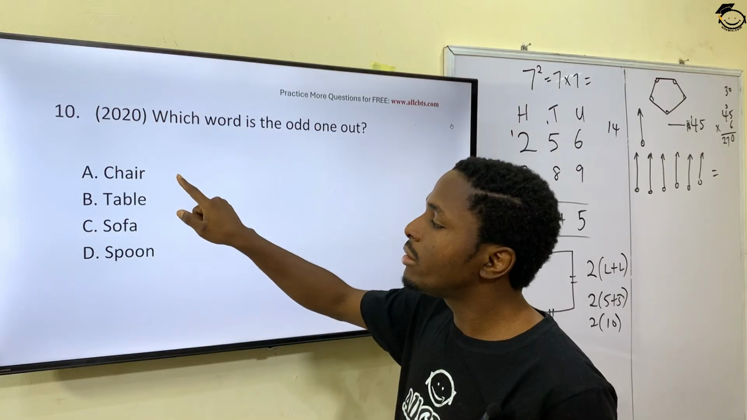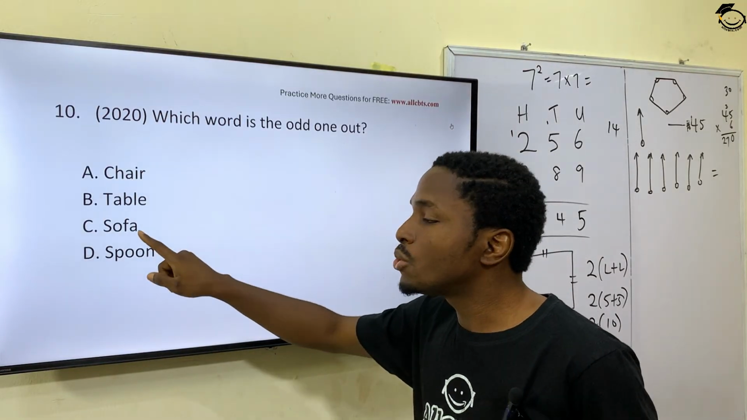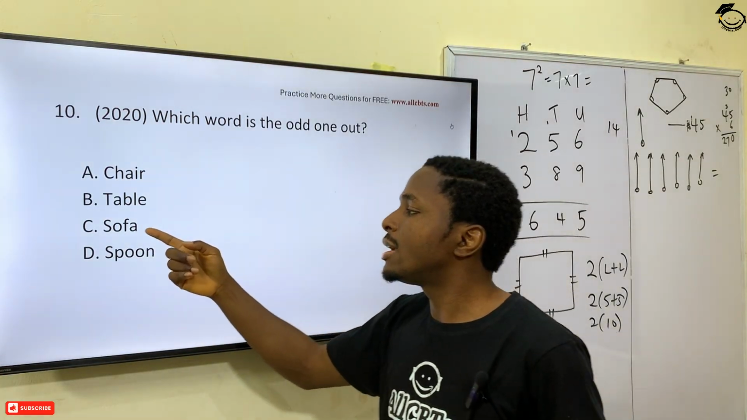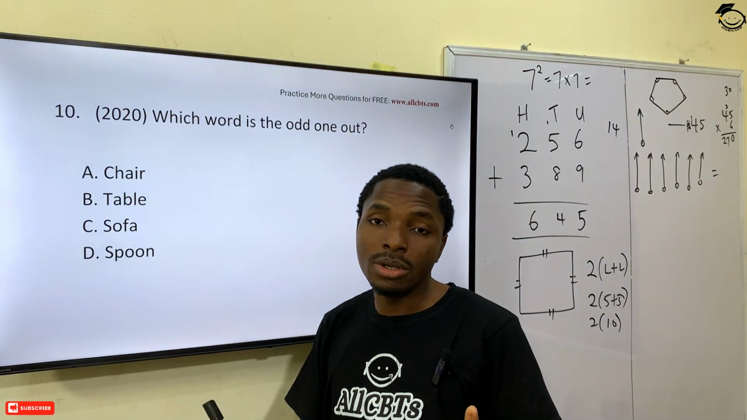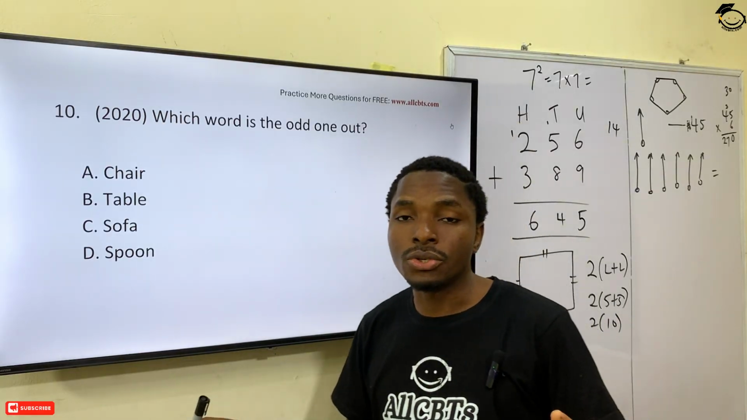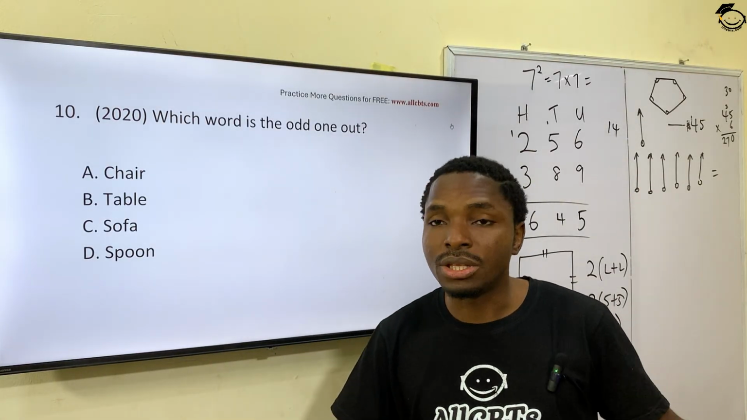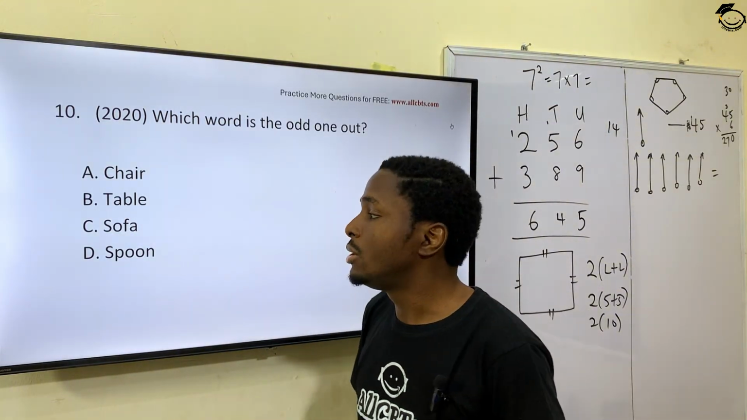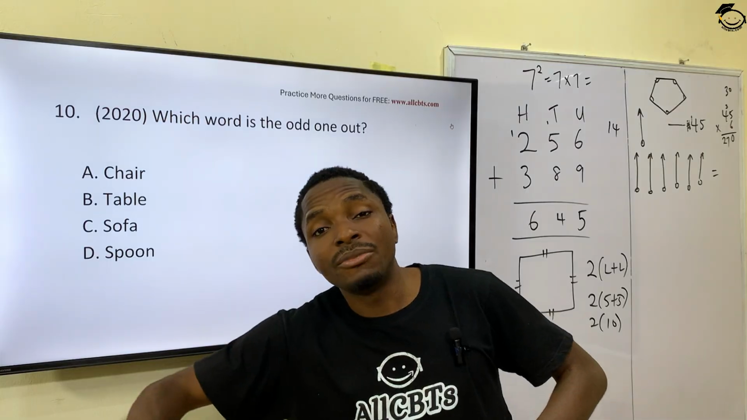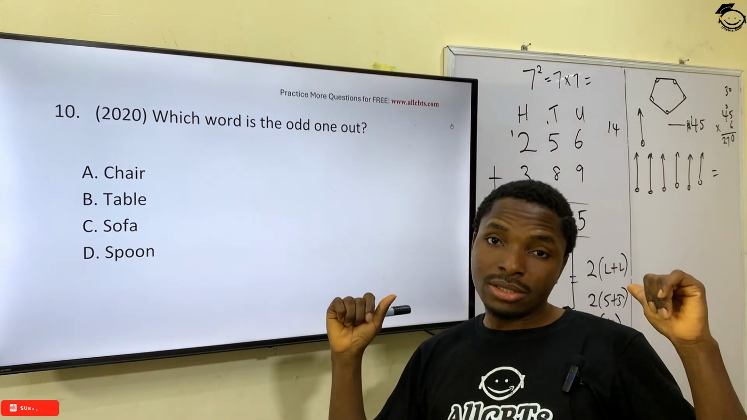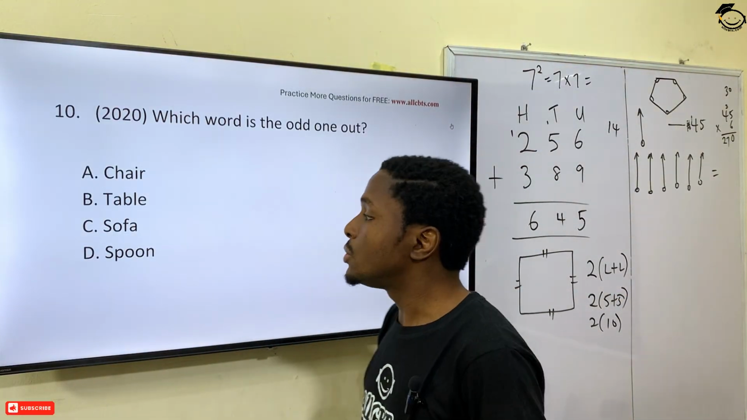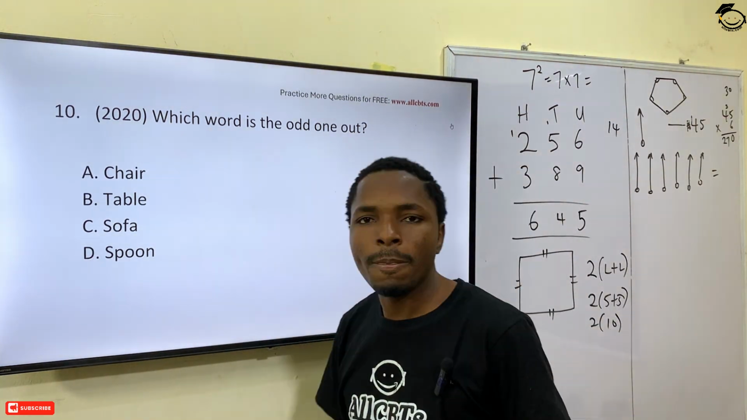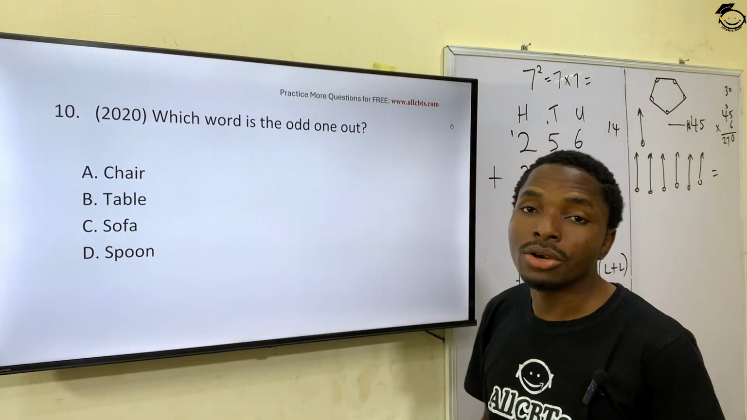You have chair, you have table, you have sofa, which is another word for chair. But it's the kind of furniture that you use in your home, very comfy furniture that can take like 2-3 persons, made of leather, you can rest on it, often having an armrest and a backrest, as it's called, sofa. And then you have spoon. So all these are furniture, but spoon is not. So D is the correct option.